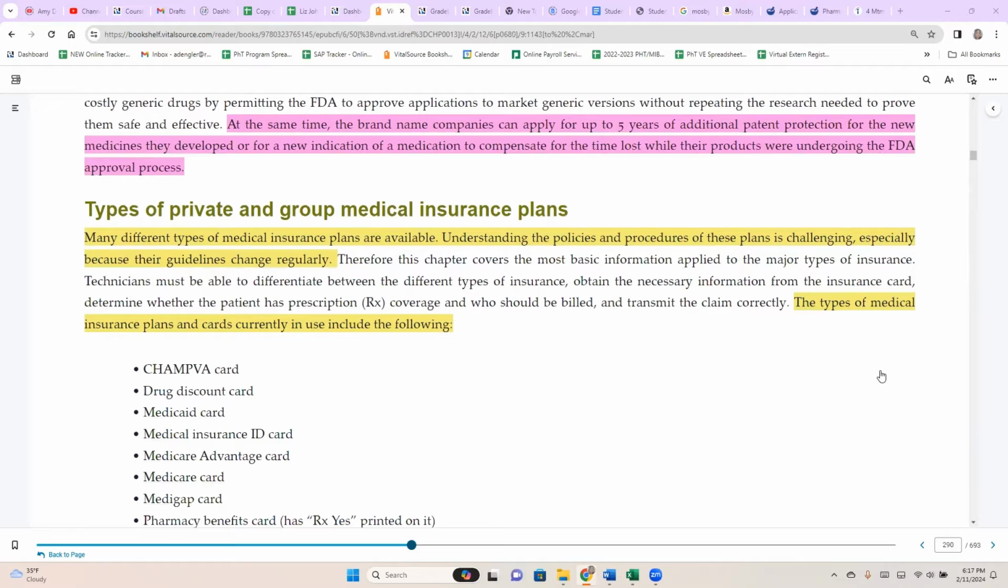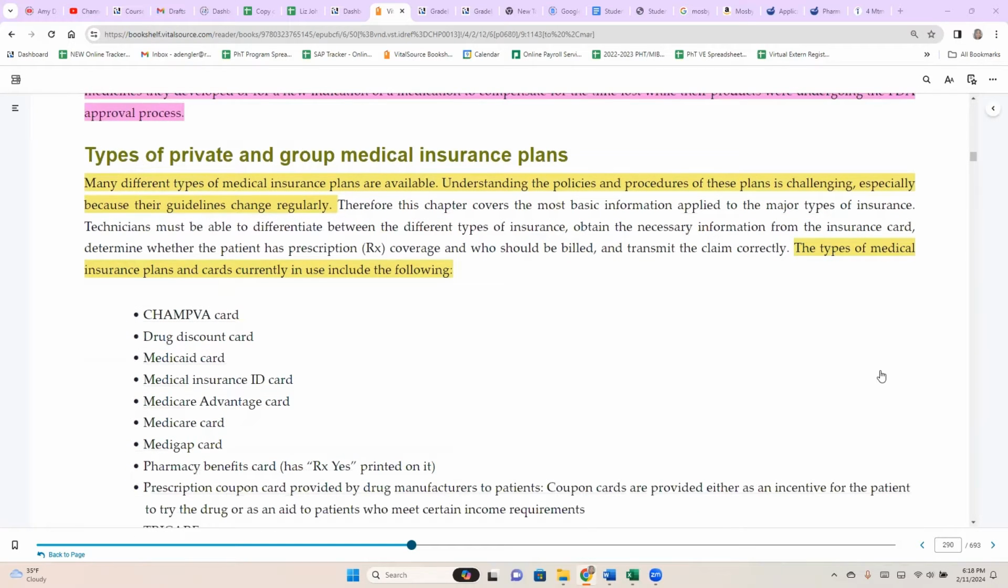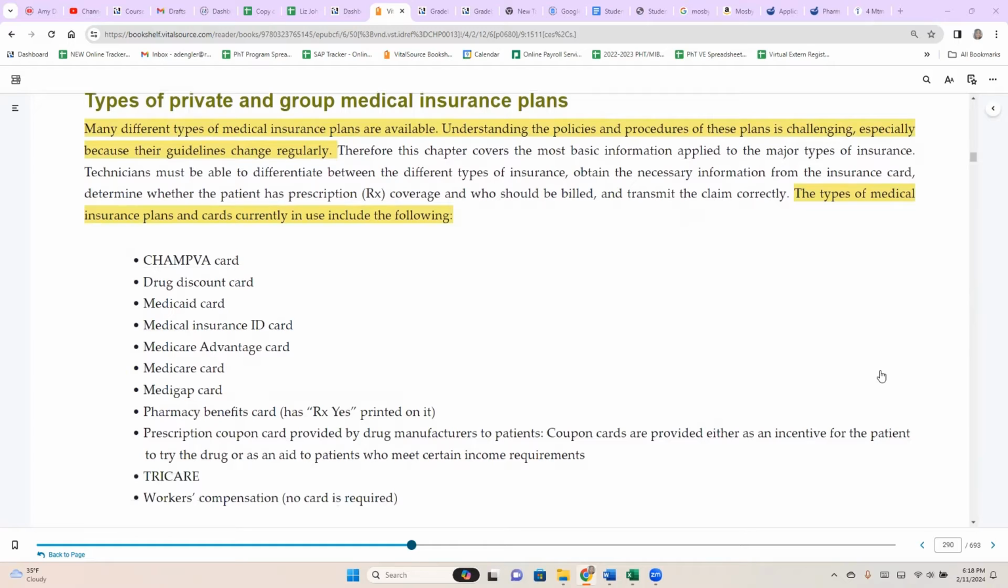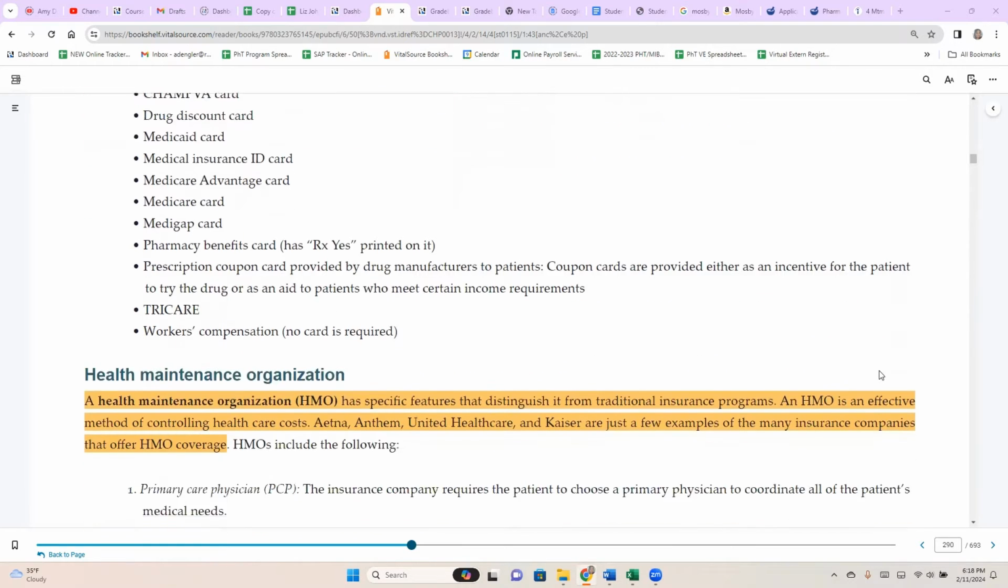Many different types of medical insurance plans are available. Understanding the policies and procedures of these plans is challenging, especially because their guidelines change regularly. The types of medical insurance plans and cards currently in use include the following: a CHAMPVA card, a drug discount card, Medicaid card, medical insurance ID card, Medicare Advantage card, Medicare card, Medigap card, pharmacy benefits card, which has RX printed on it, prescription coupon card provided by the drug manufacturers to patients, TRICARE, and workers' compensation.